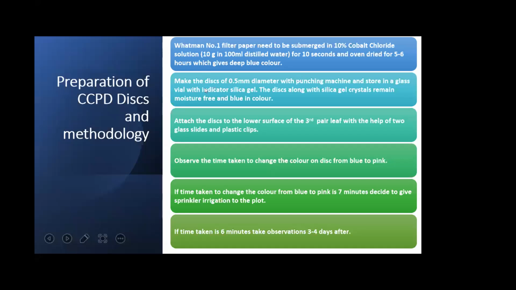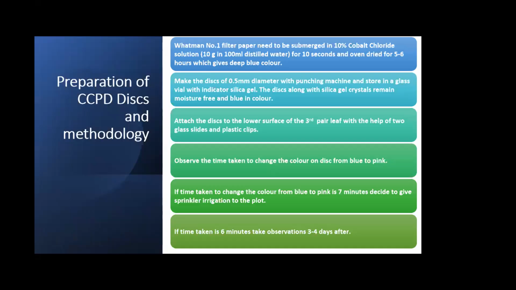If you do not have Whatman No. 1, you can take A4 sheets for making these. So after drying, after confirming that it has come to the deep blue color, you have to make discs of 0.5 mm with a punching machine, and you have to store them in glass vials with indicator silica gel, because it should not be exposed to the air. If it is exposed to the air, it turns pink again. So you have to take care that moisture does not enter the silica gel.